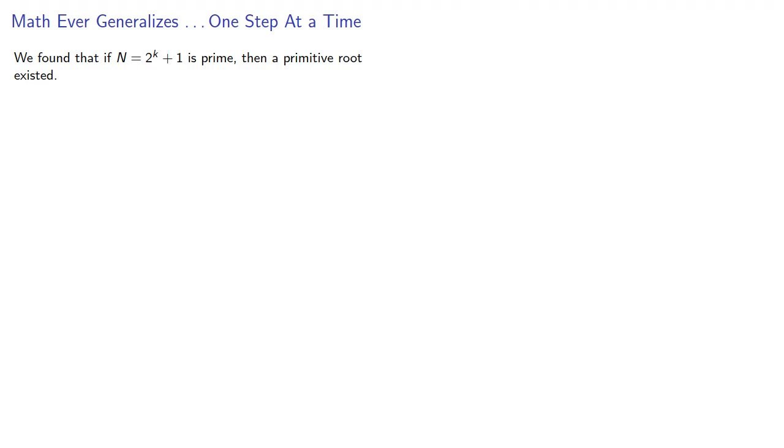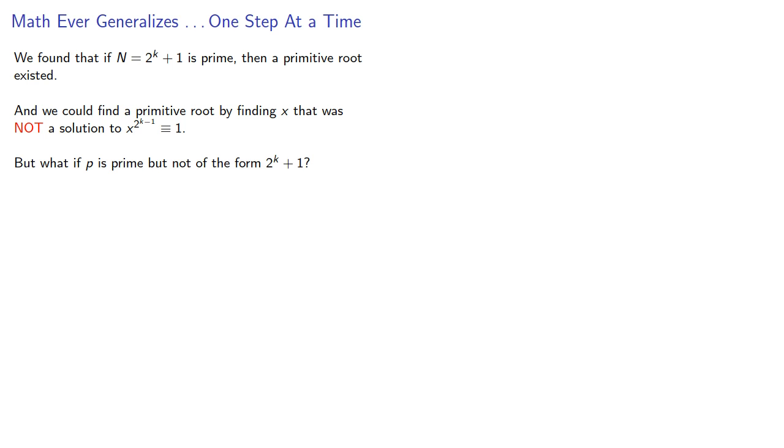We found that if n is 2 to the power k plus 1 is prime, then a primitive root existed. And we could find a primitive root by finding x that was not a solution to x to the power 2 to the power k minus 1 congruent to 1. But what if p is a prime but not of this form? Then in general, phi of p will be a product of prime powers. What can we do then?